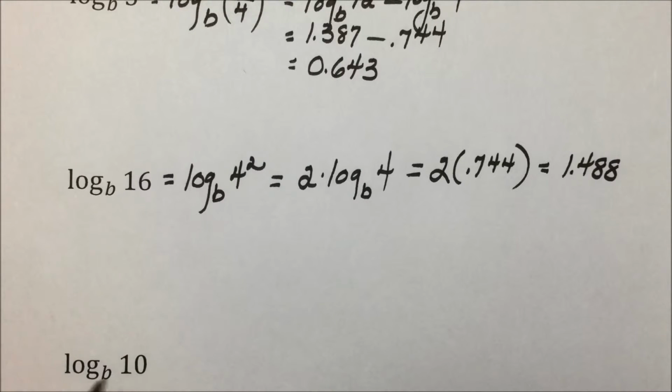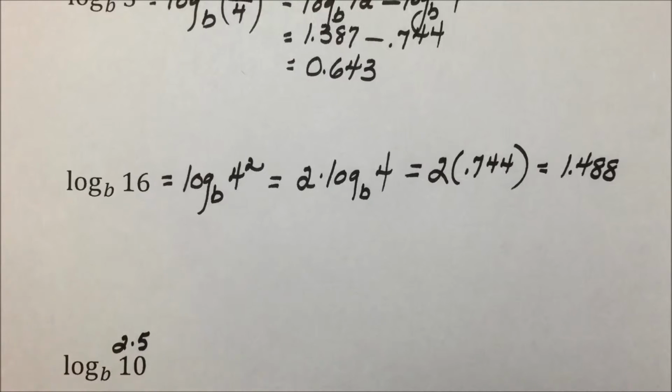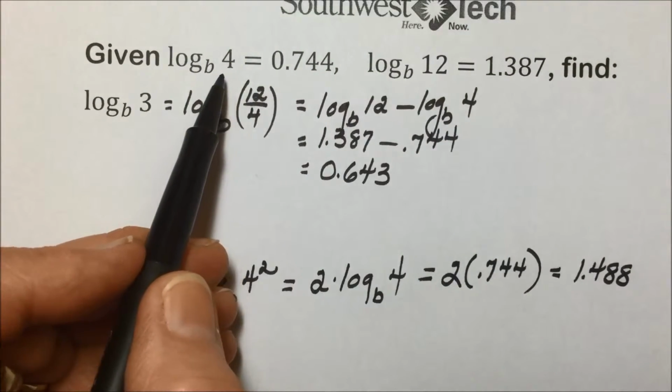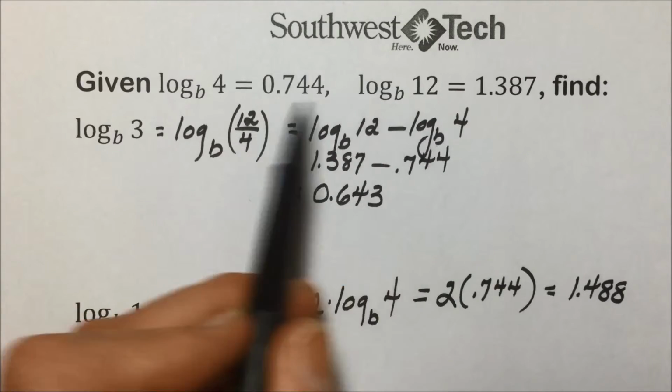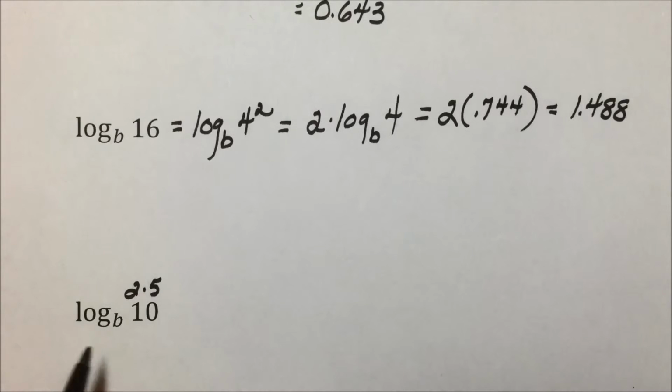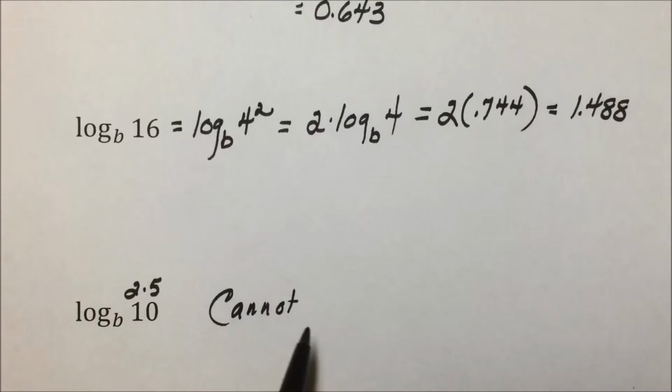In this last example, we have log base b of 10. As it turns out, 10 is 2 times 5. There's nothing else that we can do with the 4 and the 12 that were given to manipulate these numbers to give us a 10. So for this example, with those two specific values, the value cannot be found.